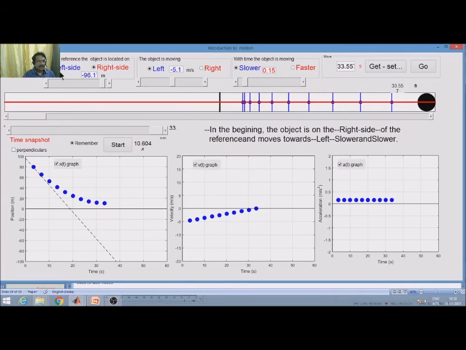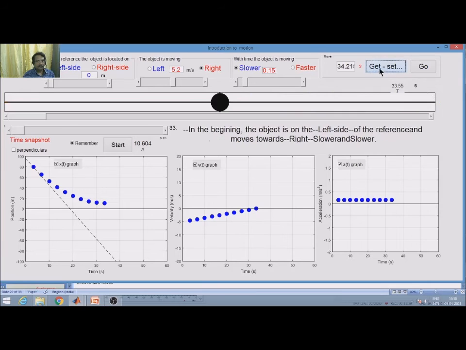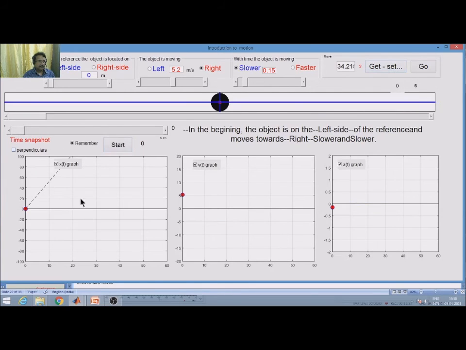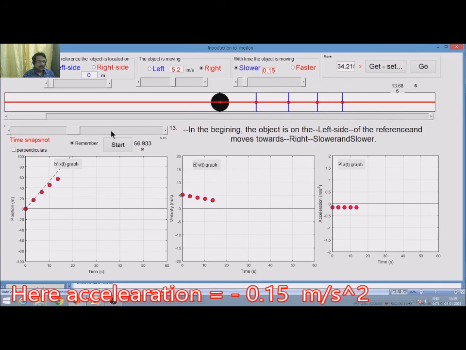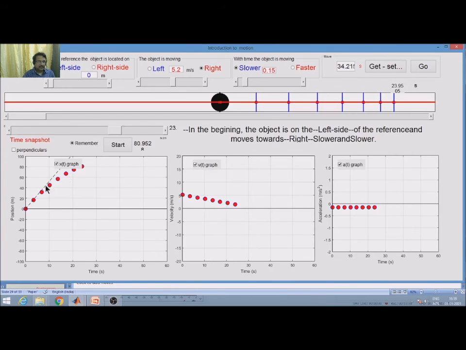Now let's look at the last case, where the object moves towards the right and it slows down. The object is moving towards the right. I can see that in equal intervals of time, the object is covering smaller and smaller distance, hence it is slowing down, that is, its speed or velocity is decreasing. So the sign of velocity is positive and the sign of acceleration is negative.